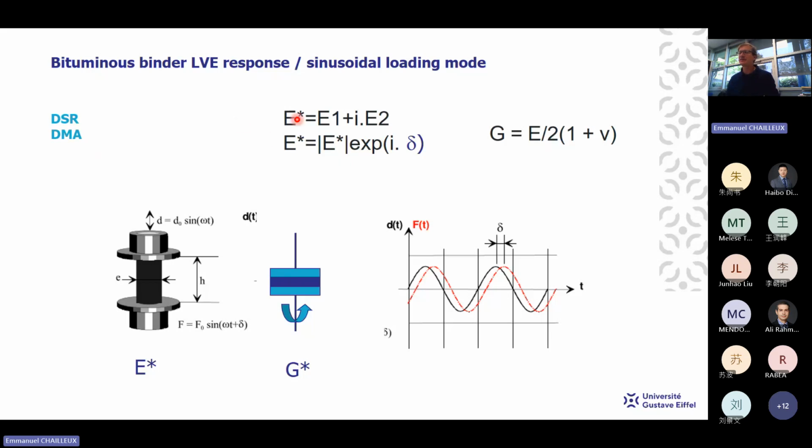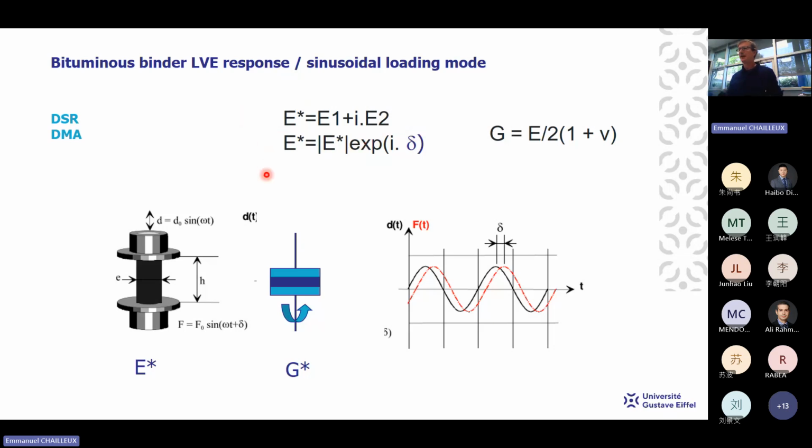So we can have the complex modulus in two forms, using the storage modulus, E1, plus i times E2. E1 is the storage modulus. It corresponds to the energy stored in the material, the elastic energy. And E2 is the energy lost in the material when it is loaded. The other way to express this complex modulus is the norm of the complex modulus here, and the phase angle.